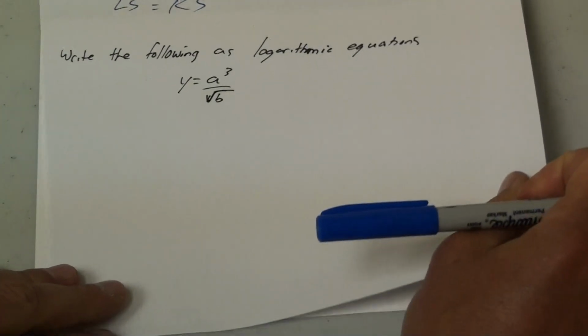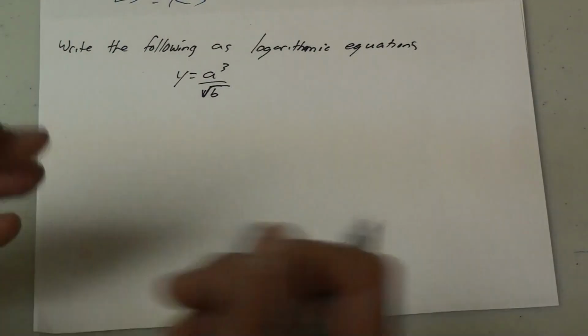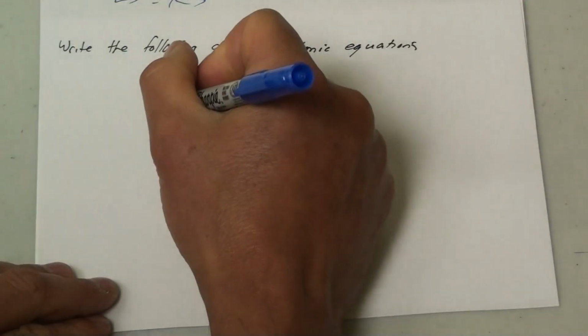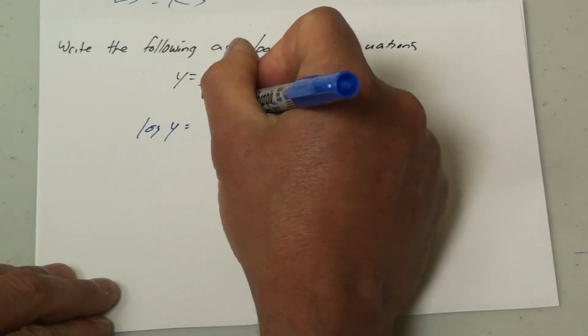And write the following as logarithmic equations. So as a logarithm equation means something I'm going to insert logarithms in. So I'm going to insert logs onto both sides.